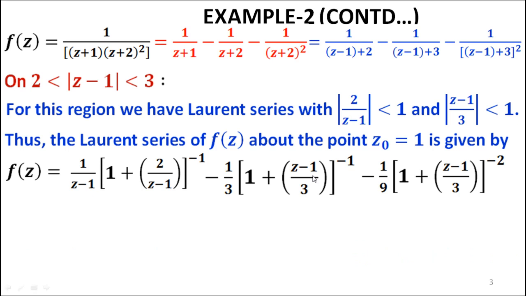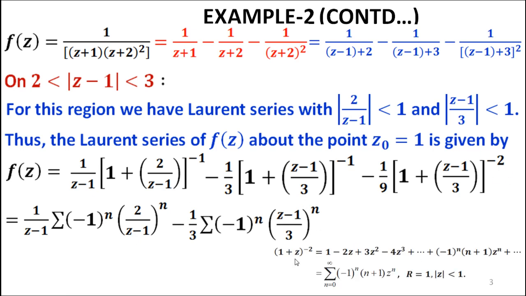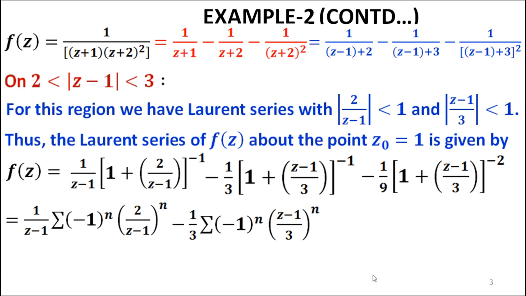So we have this summation 1 by z minus 1 times summation of minus 1 whole to the power of n times 2 by z minus 1 whole to the power of n. Similarly for the second one. In the third term we have the power is minus 2. So recall the binomial expansion for 1 plus z whole to the power of minus 2 is this, and based on this formula we are writing that minus of 1 by 9 times summation of minus 1 whole to the power of n into n plus 1 whole times z minus 1 by 3 whole to the power of n.